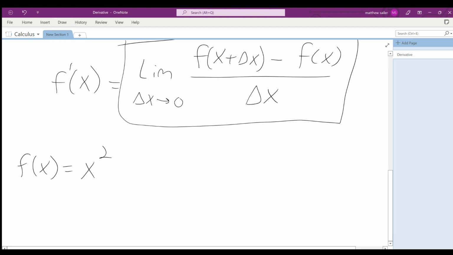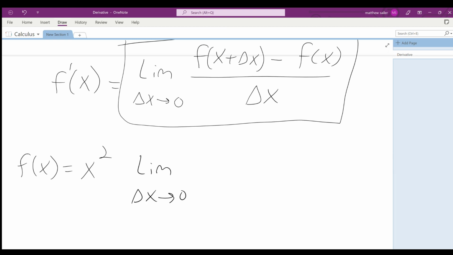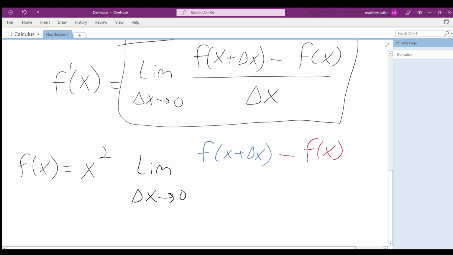Alright, so I'm going to split this definition up into 3 parts. Actually, I'll keep black for a second. So the first part is the limit. The limit as delta x approaches 0. The next part is this f of x plus delta x. The next part is minus f of x. And then we're dividing all of this by delta x.